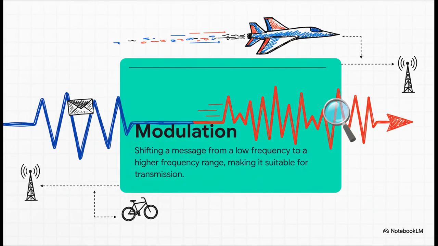So, what is modulation, really? Well, think of it like this. Most raw information, like the sound of my voice, is low frequency. That's okay for short distances, but it's like sending a letter by bicycle. It's not going to get very far, very fast. Modulation is the trick of piggybacking that low-frequency message onto a much higher frequency wave. It's like taking your bicycle letter and putting it on a supersonic jet.